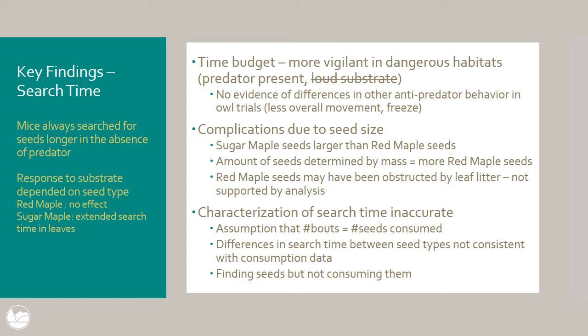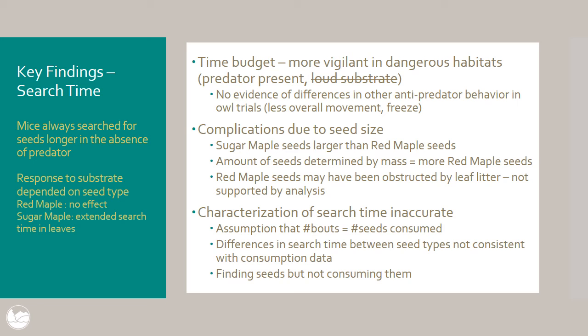There could have been complications for the search time due to seed size. As I said before, sugar maple seeds are much larger than red maple seeds, and since we did it by weight, if we put in 10 grams of red maple seeds, there'd be a lot more seeds than when we put in 10 grams of sugar maple seeds. And there's also the possibility that red maple seeds may have been obstructed by the leaf litter, but that wasn't supported by the analysis because there was no effect of leaf litter on the search time for red maples.